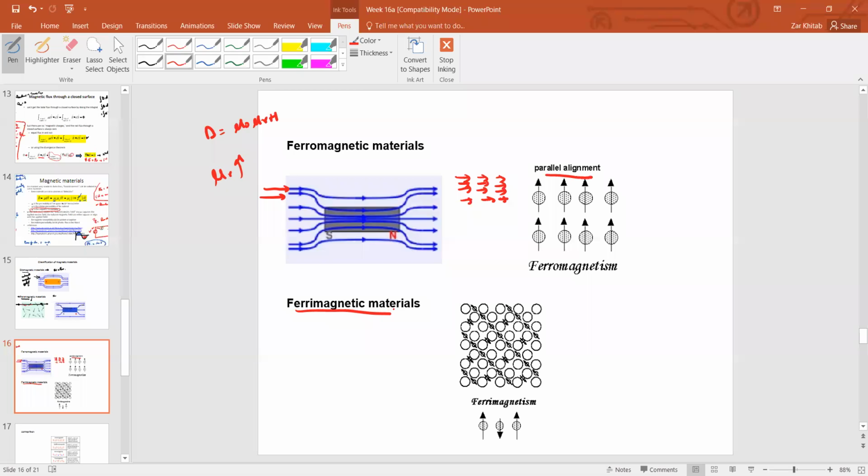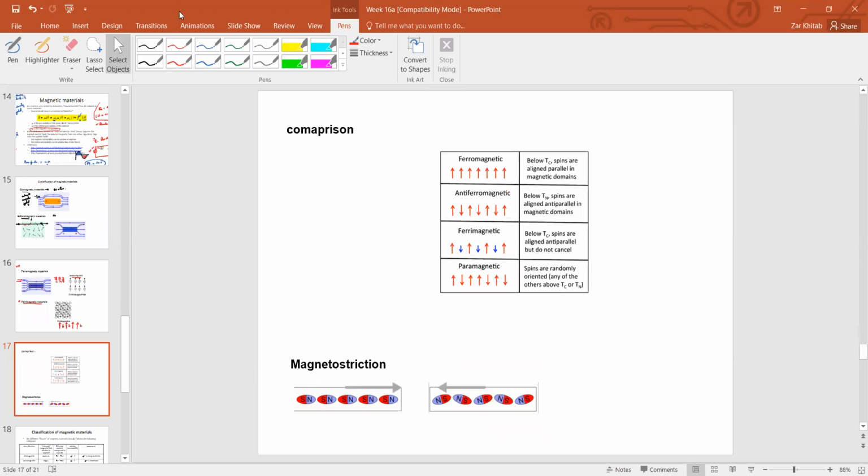In ferromagnetic materials, most of the domains will align themselves in the direction of the external field. However, there will be very few domains which are opposite. Most of them will be aligned, very few will be in the opposite direction. Most of them will align themselves, very few will go anti-parallel. So such materials are called ferromagnetic materials. There's another one called antiferromagnetic materials.